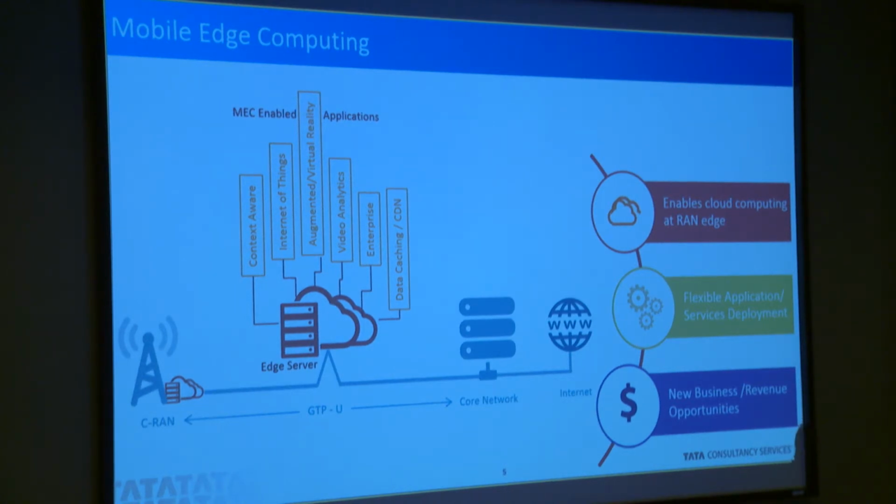Now, where this edge server can sit: it can sit in proximity to my radio, or in proximity to my core, depending on what you want to achieve. If it is a very low latency application that we want to develop or deploy, it definitely has to be very, very close to the radio, because there's no point deploying it at the core edge.